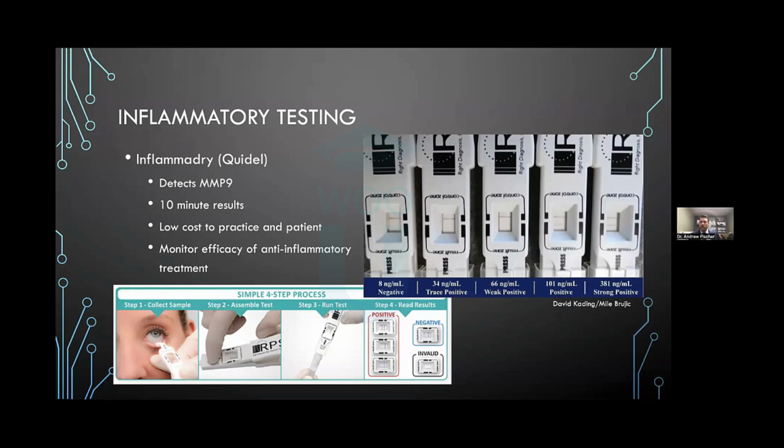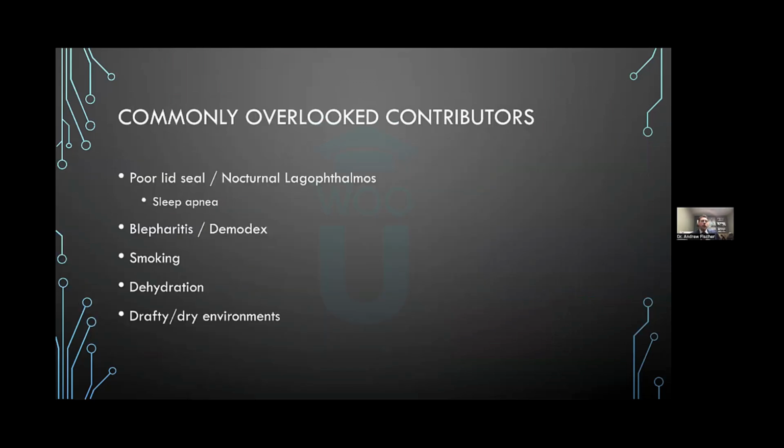I often have my technicians perform this on my dry eye workups prior to us instilling any drops in the eye. I graded it on a 5-point scale that you can see here at the top, that was in a poster that Dr. Dave Kading and Mile Brujic presented. Basically, the more pronounced that red line is, the more inflammation they have in their tears. And so that can key you in on how aggressive you need to be with their anti-inflammatory treatments.